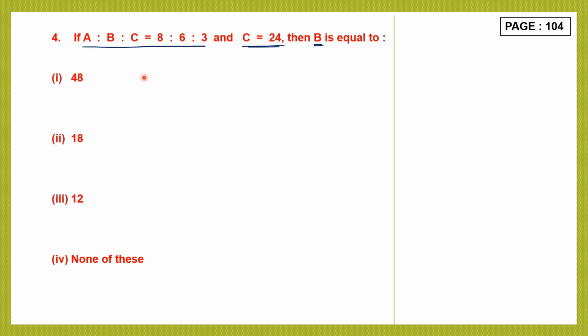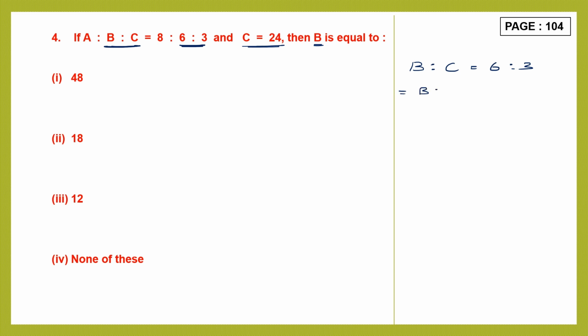So what we're going to do now is find the ratio of B to C. It's already given to us. So the ratio of B to C is 6 is to 3. Now see how I got it. Look at what is given to us: A is 8, B is 6 and C is 3. So I am taking only B to C, that is 6 is to 3. Now, next step, let's simplify this.